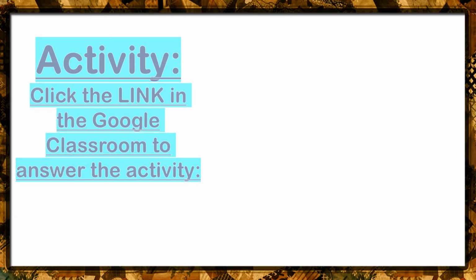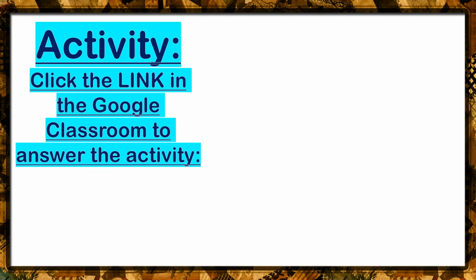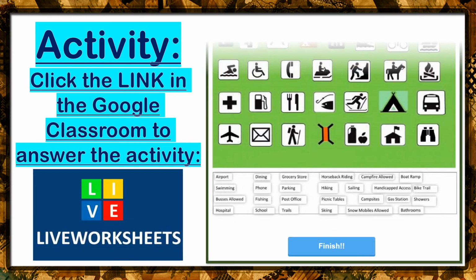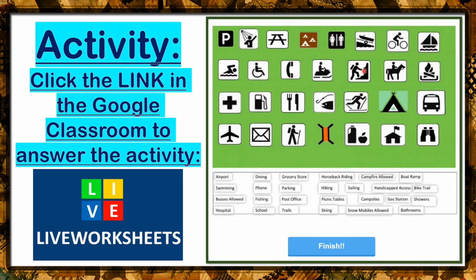For the activity, click the link in the Google Classroom to answer the activity. And of course, your activity is a live worksheet. So this is how it looks like. These are different symbols used in maps, and these are words that describe the symbols. All you have to do is drag the word to the correct picture. Good luck, everyone!